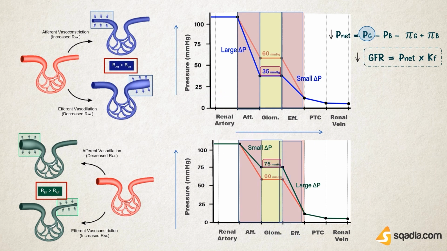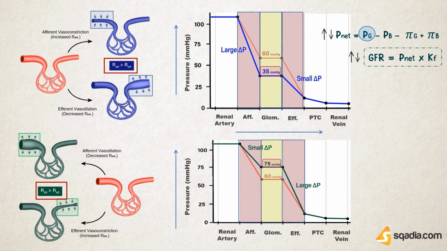The blood then leaving the glomerulus and entering the efferent arteriole will now experience a larger pressure drop, again due to the relatively high resistance of efferent arteriole. And the overall consequence is that now there will be an increase in the glomerular hydrostatic pressure. And this would tend to increase the net filtration pressure, ultimately resulting in an increase in the glomerular filtration rate.